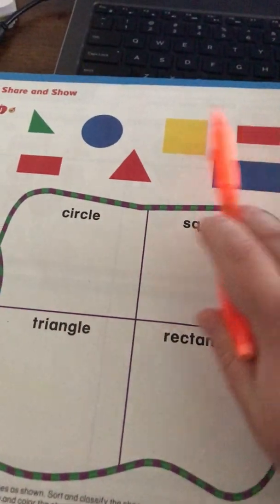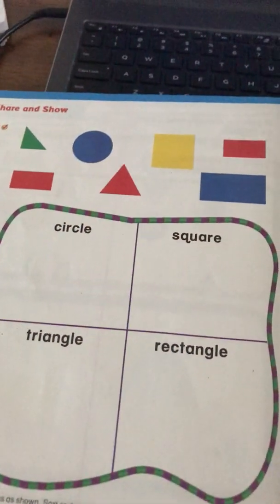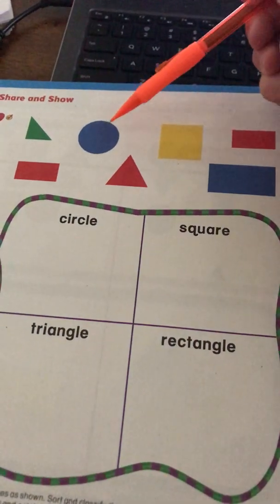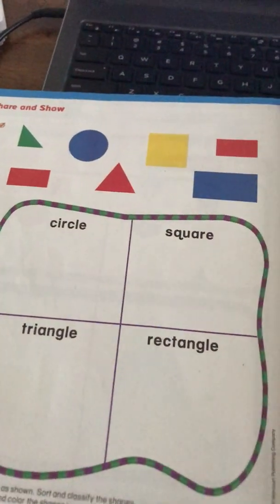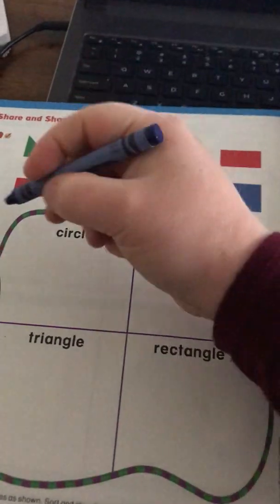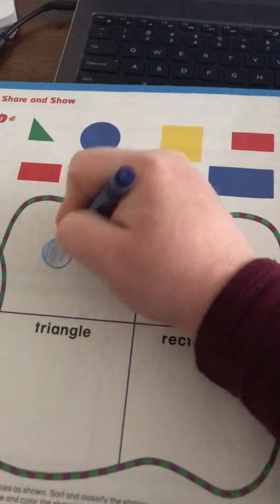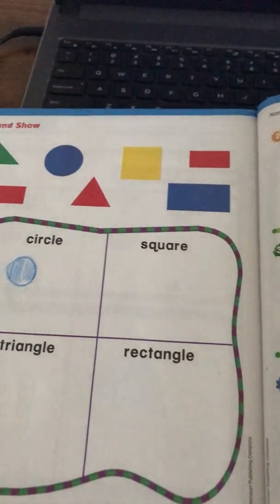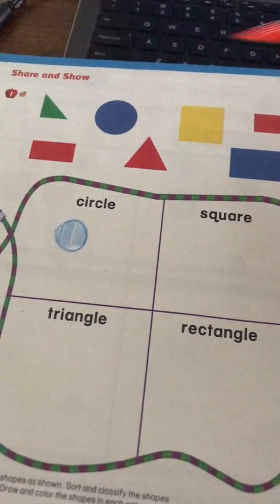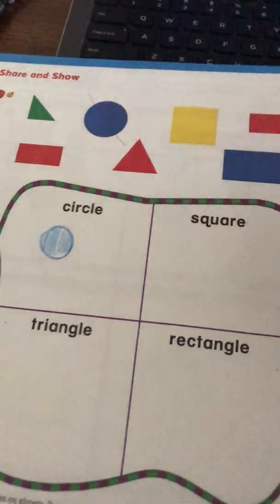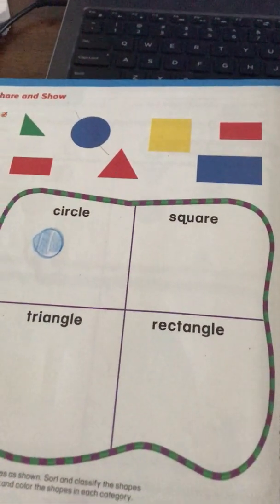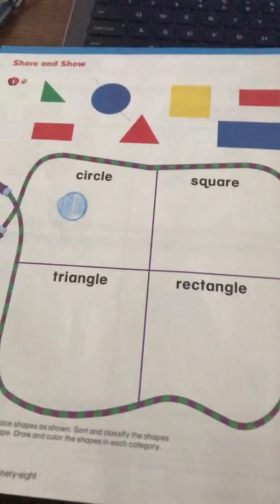How many circles do you see here? I only see one. And what color is it? It's blue. So I'm going to draw one blue circle. And then to help me, you don't have to do this, but to help me, I know I've already used the circle, so I'm going to put a line through it. That helps me know I already used it.